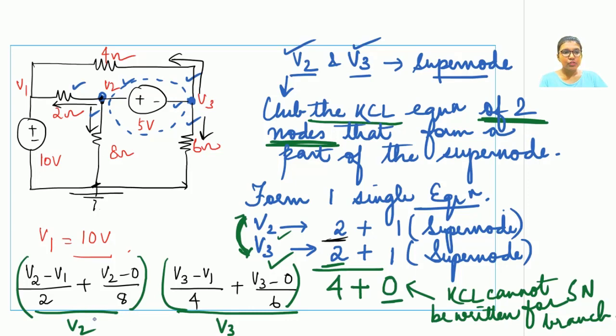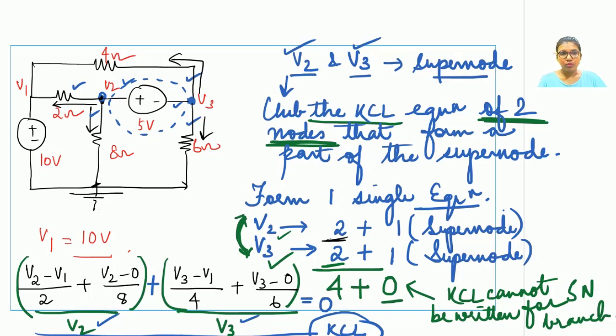So how to club them? The sets of equations of V2 are known. The sets of equations for V3 are known. Add them together, which means club them together, and finally, equate them to 0. So this in total represents the KCL equation for the nodes that constitute a supernode. Is this part clear? This is how we can write the KCL equation for the supernode condition.